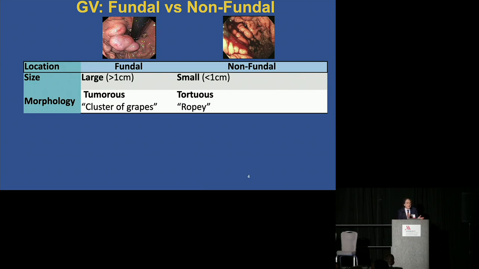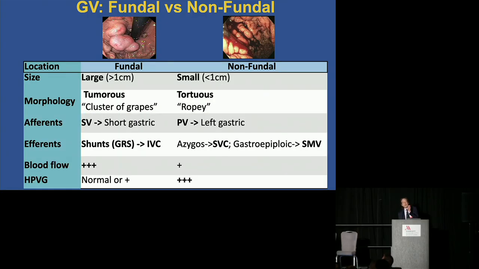Now, morphologically, it's obvious. We see that these fundal varices, they're large, they're tumorous, and they look like a cluster of grapes. The non-fundal ones, they can be anywhere. They're small, they're tortuous, and they're ropey. So there's already this morphologic difference between them. But really, these are 2 different species of varices because it's a question of what is driving the formation of these varices, and that's where they differ hemodynamically.